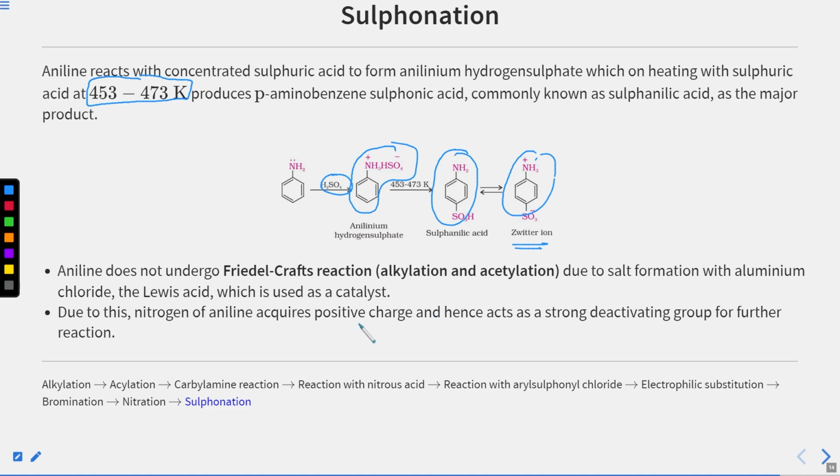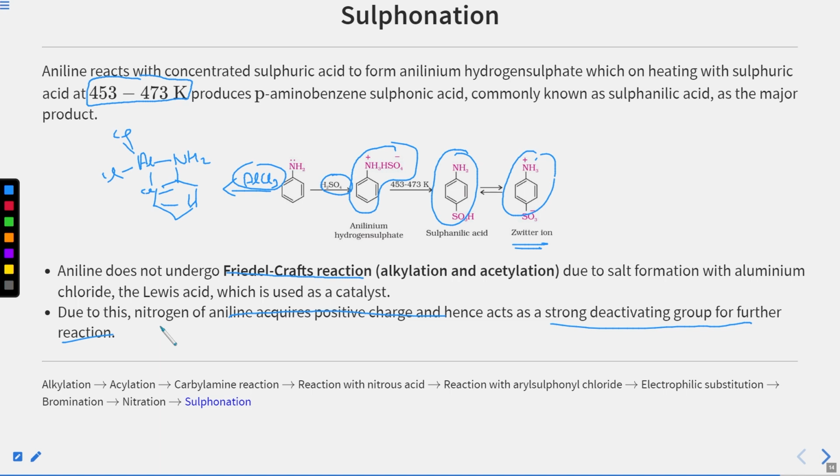The important point to note here is that aniline does not undergo the Friedel-Crafts reaction due to salt formation with aluminum chloride. So if you treat your aniline with AlCl3, as you have to for Friedel-Crafts alkylation, it will form the salt, that is NH2AlCl3. For this reason, you cannot do the Friedel-Crafts alkylation or acylation. Due to this, the nitrogen of aniline acquires a positive charge and hence acts as a strong deactivating group for further reaction. Did you get all the reactions?